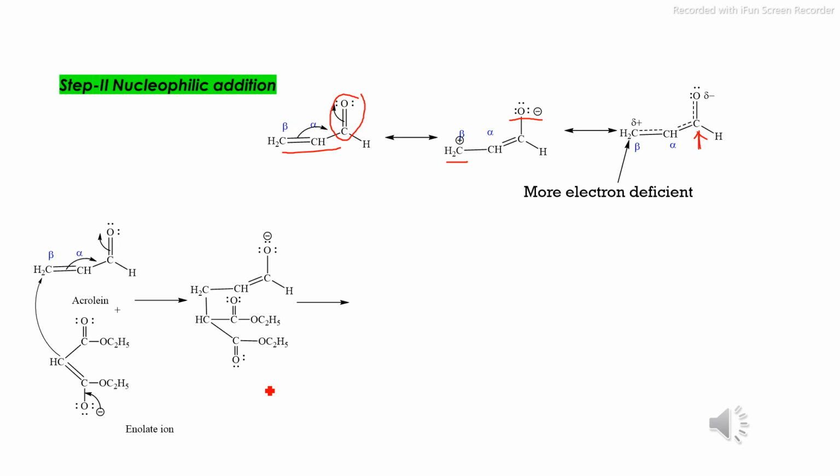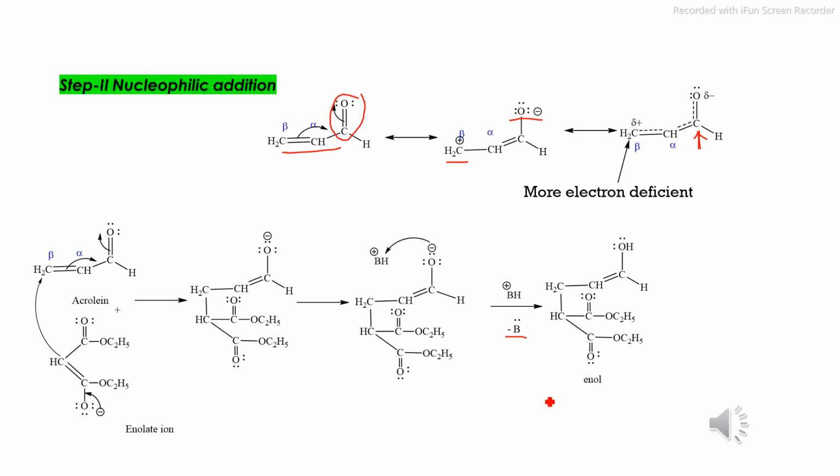Then this negatively charged oxygen atom abstracts the proton from the conjugate acid and the base is regenerated. Then there is formation of the enol compound, and then this enol compound undergoes keto-enol tautomerism to give the final product, that is the Michael adduct.